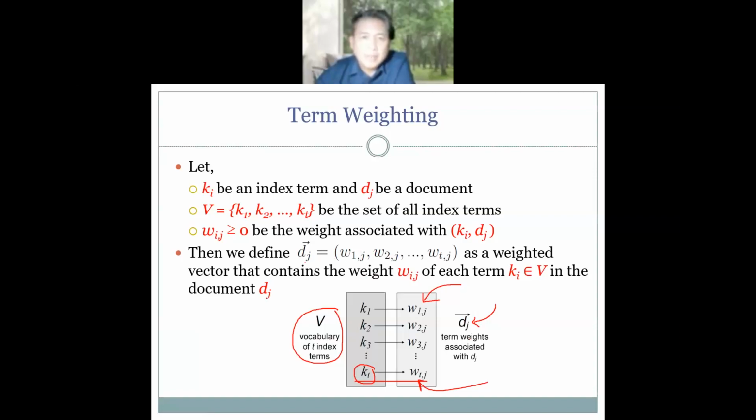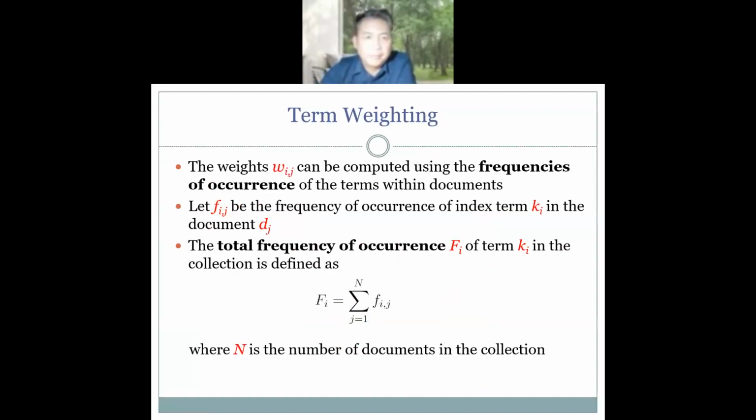We will represent the document as a vector, as a series of weightages. So we have the weightage for keyword 1 in document J, the weightage for keyword 2 in document J, and so on. Okay, so that's how we interpret the weightage.